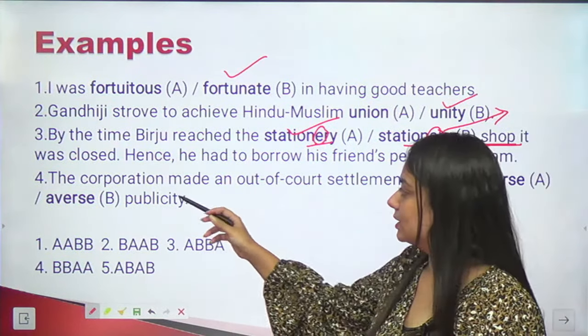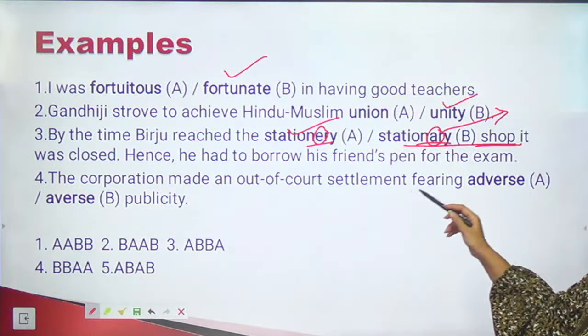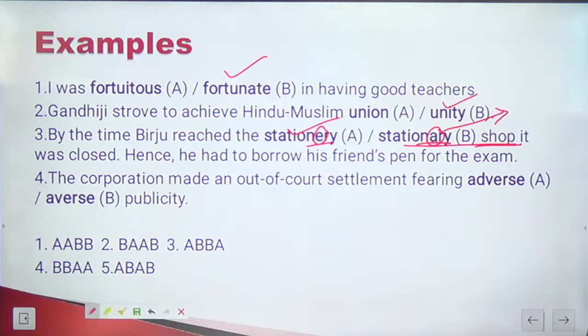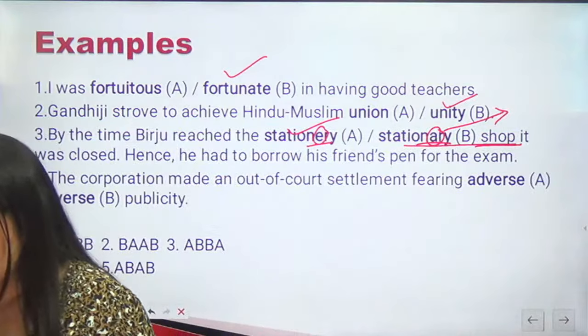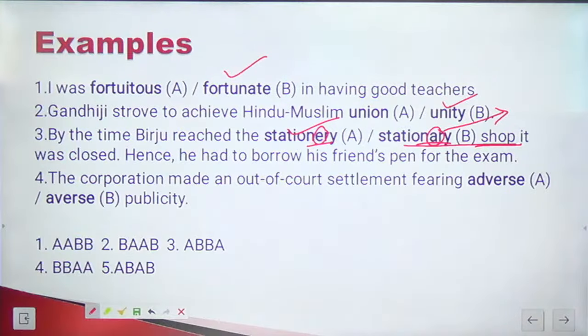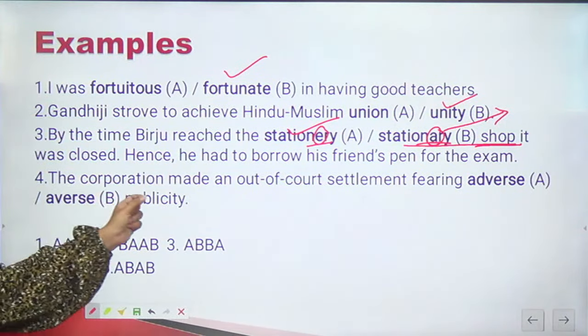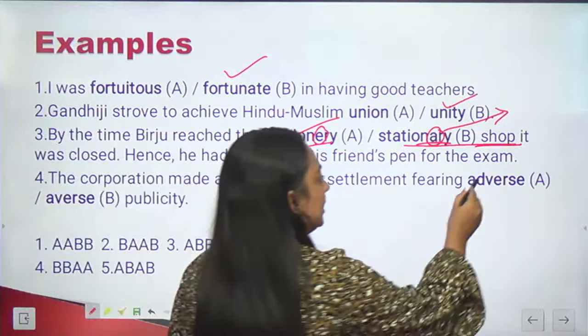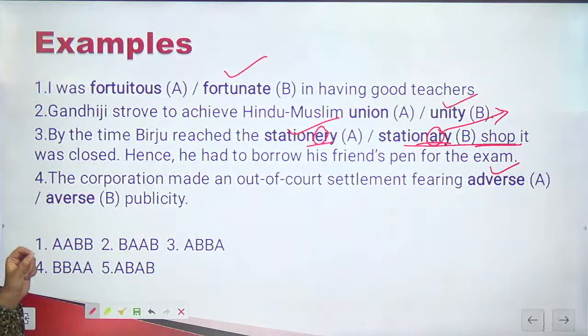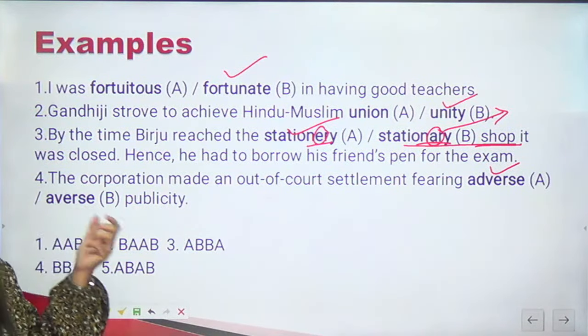Next and the last one is: The corporation made an out-of-court settlement fearing adverse or averse publicity. So what is the right answer for this one? Yes guys, what is the difference between adverse and averse? Averse is the hatred for someone, dislike for someone, right? And adverse is harmful. So what should be the right word here? The corporation made an out-of-court settlement fearing adverse publicity. तो ऐसी publicity नहीं होगी जो averse arise करे. Instead, it should be adverse.